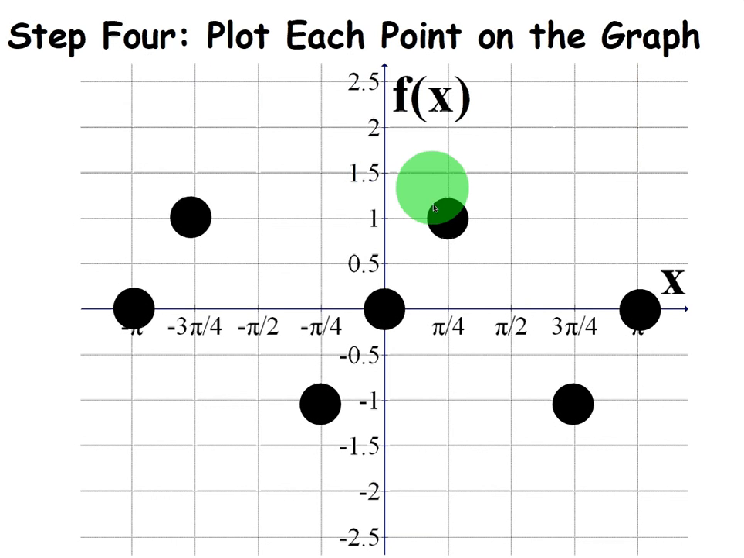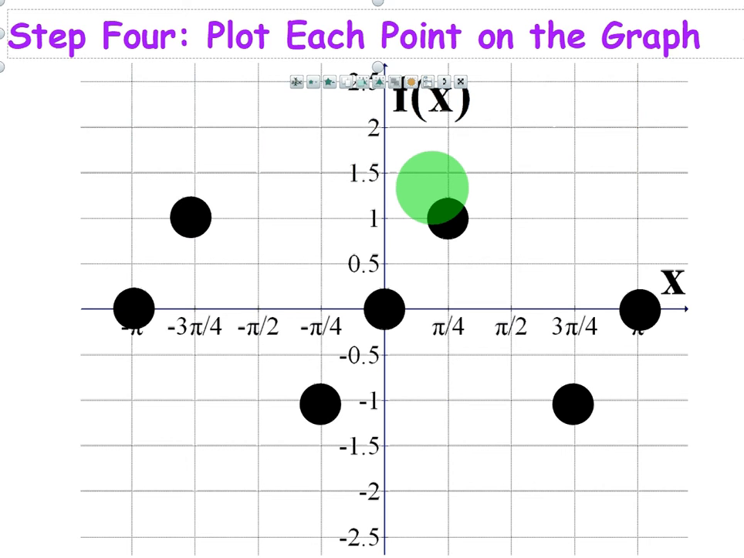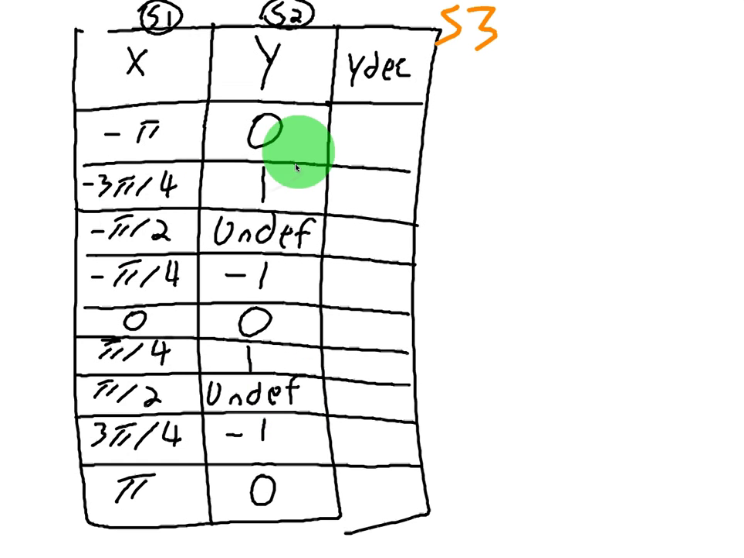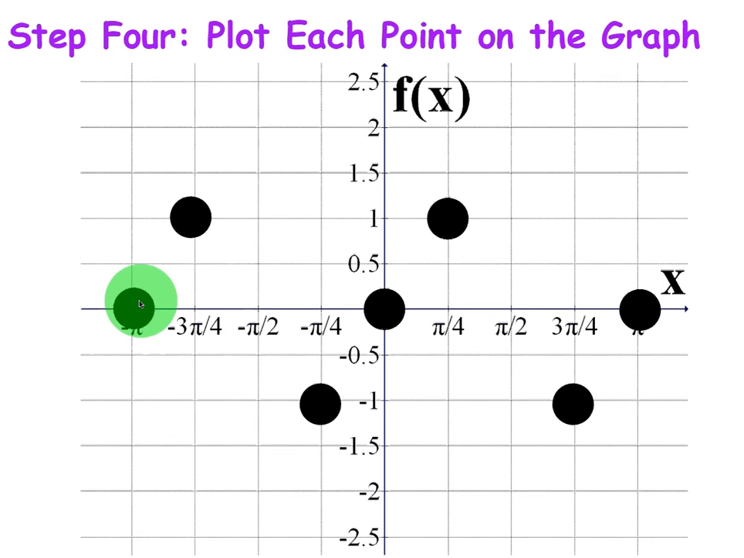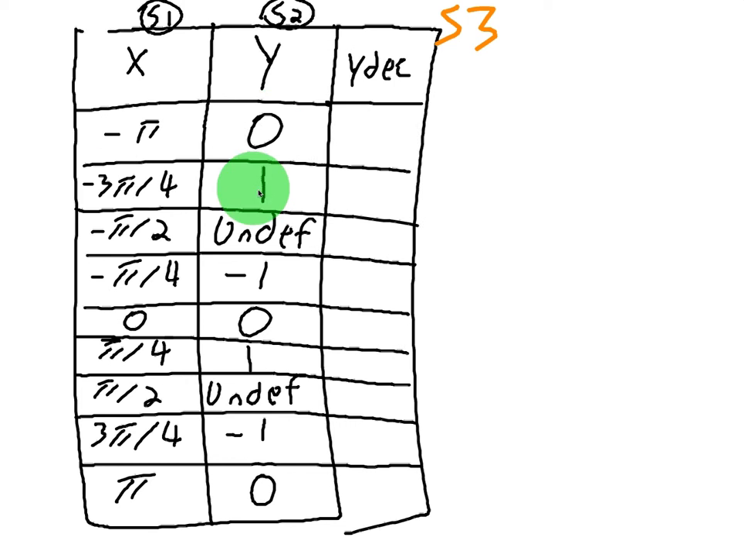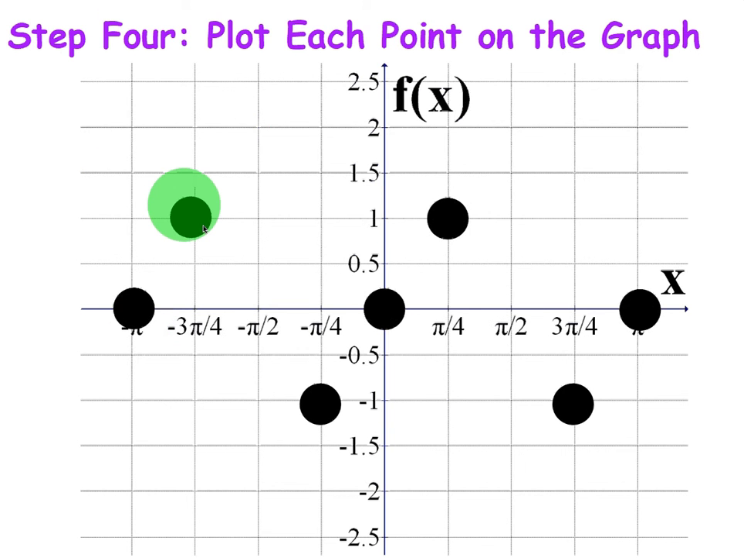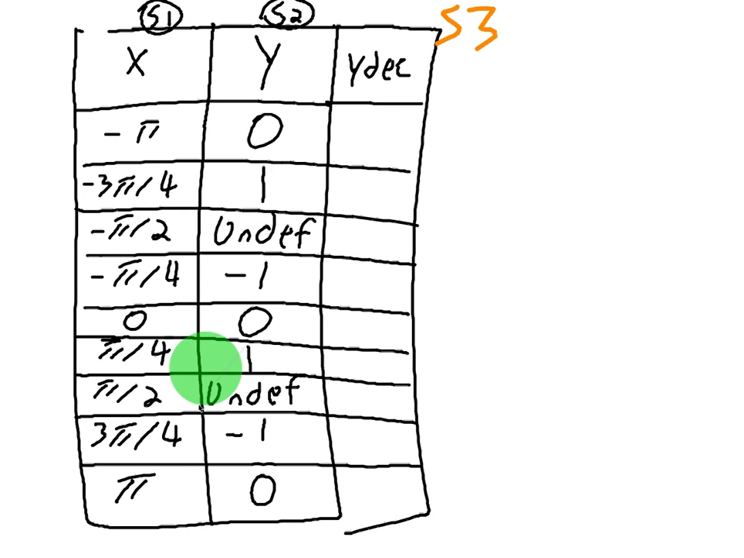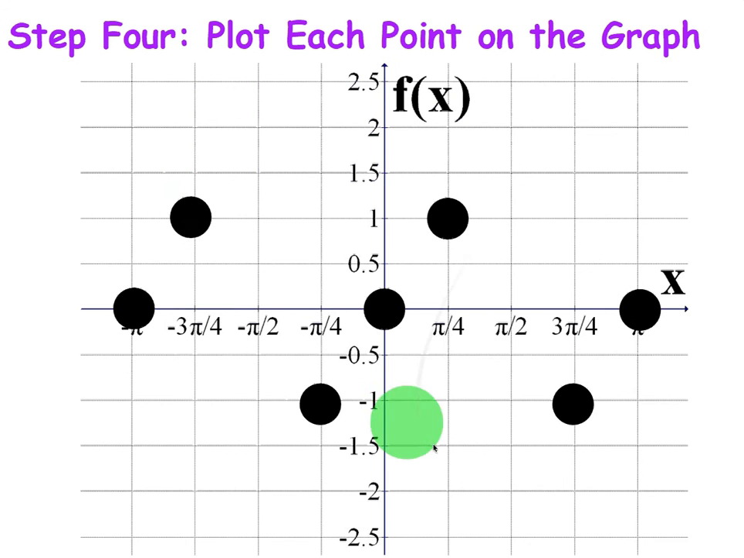Step 4, plot each point on the graph. I like to change these to make them different colors. So we can't plot undefineds, but we can plot the rest of these. So for example, negative pi comma 0, it's going to go right here. Negative 3 pi over 4 comma 1 is going to go right here. And you can put the pieces together and see how to plot the rest of these except for the undefineds. So the rest of them scatter like this.